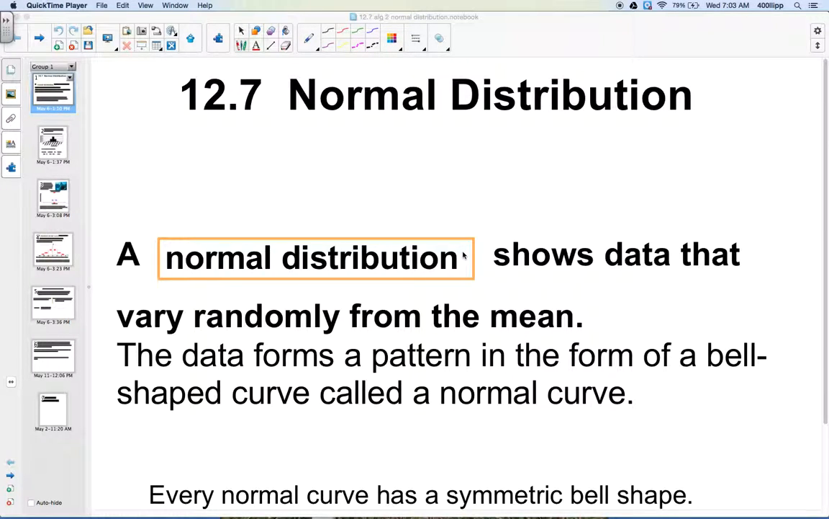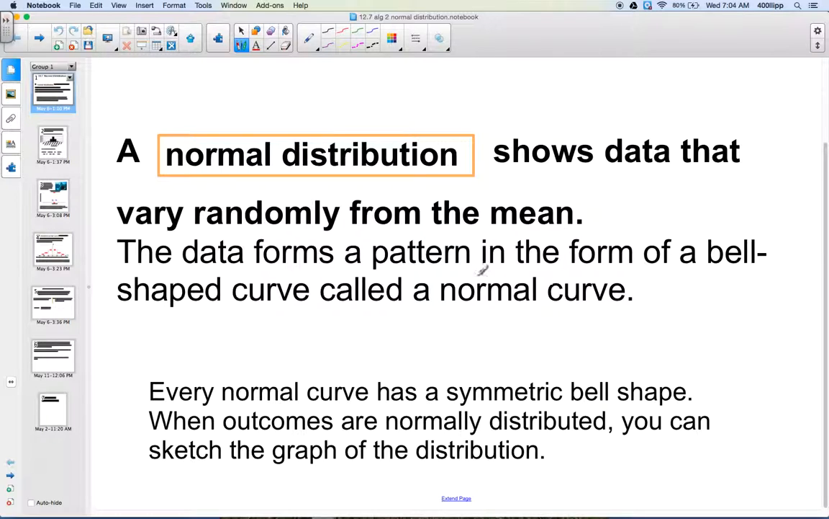All right, today we're going over 12.7 normal distribution. So our normal distribution shows data that vary randomly from the mean. So you'll find the mean, you'll find the standard deviation, and you'll look at 3 standard deviations above and below the mean. Okay, the data forms a pattern in the form of a bell-shaped curve called a normal curve, and we're going to go over all of the distributions in a normal curve.